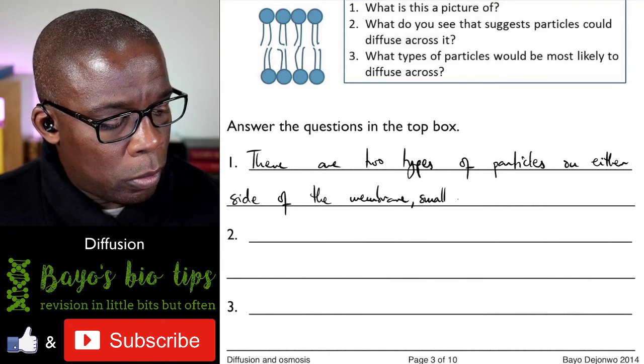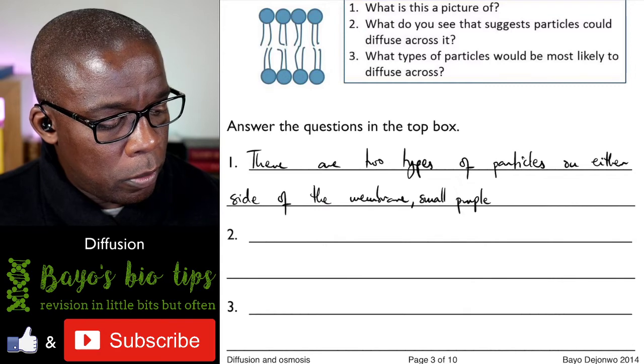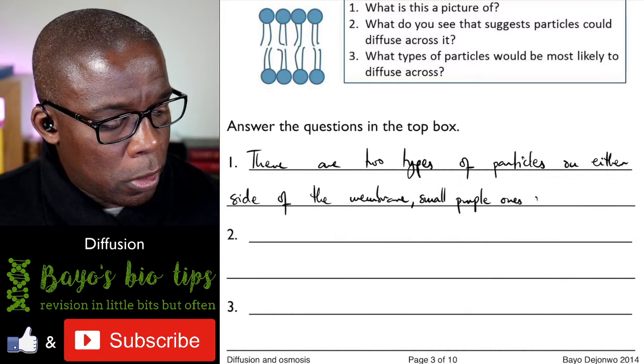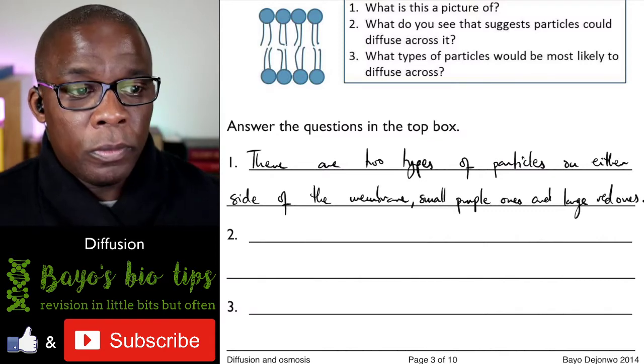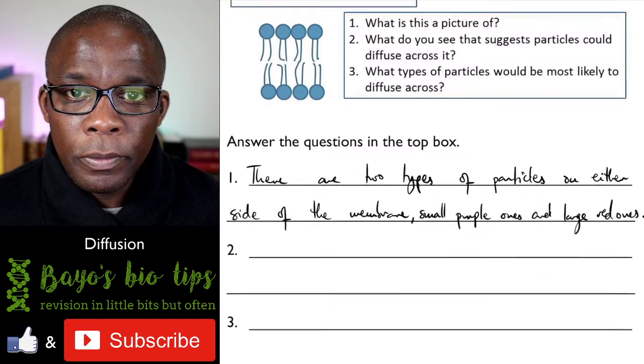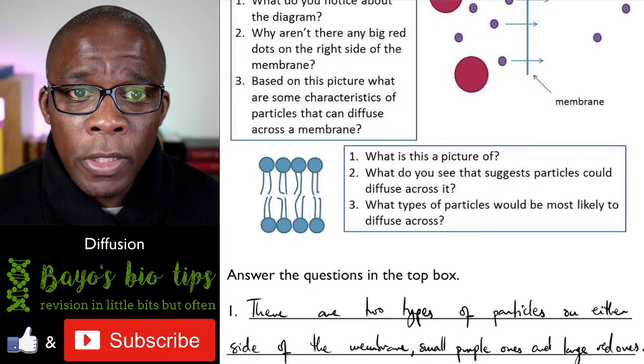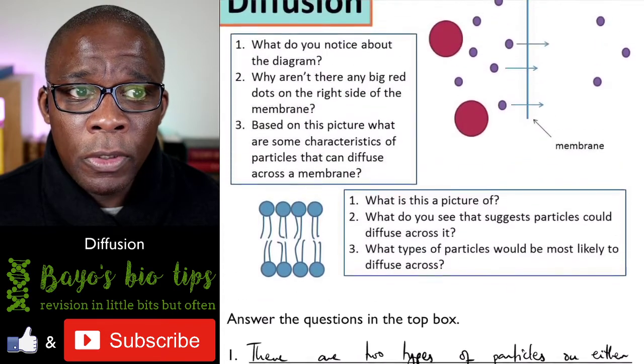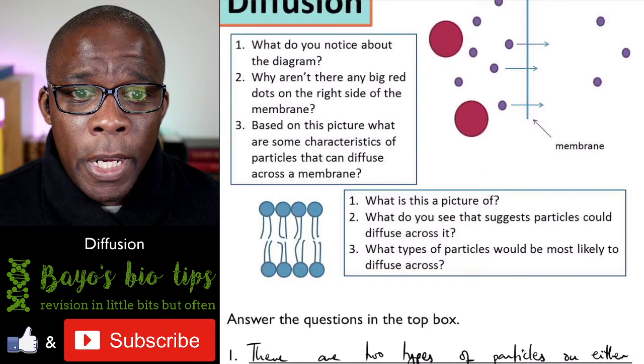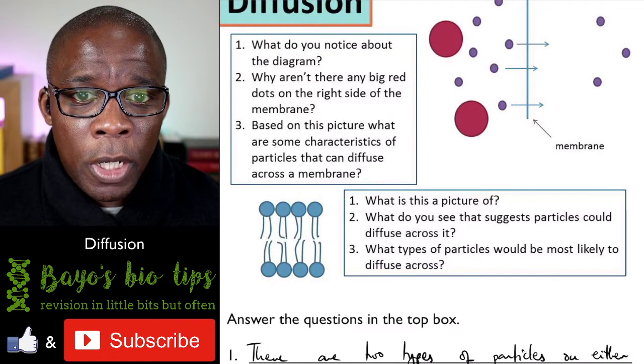Small purple ones and large red ones. Okay, so the next question was, why aren't there any big red dots on the right side of the membrane? So let's have a look at that. In essence, we're trying to think what the difference is between the different particles.